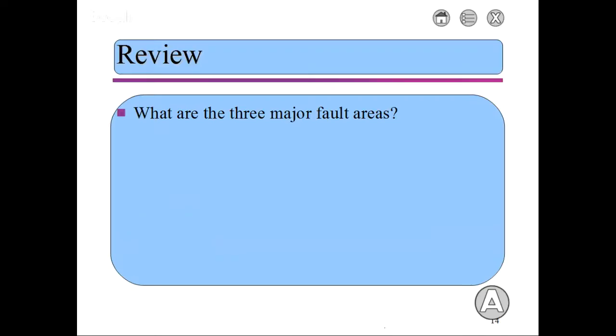Now let me ask you, what are the 3 major fault areas that you find problems with the computer? What do all those problems fall into? Software. Yeah, software is one. Hardware and user-generated problems, right. 3 different areas.